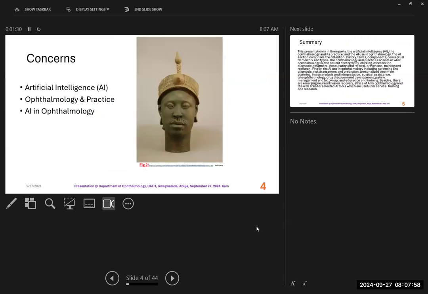I would like to divide this discourse into three. I will first look at artificial intelligence, then ophthalmology. What is ophthalmology, as well as the specific areas or purview of ophthalmology, and some selected areas where AI has actually touched ophthalmology.